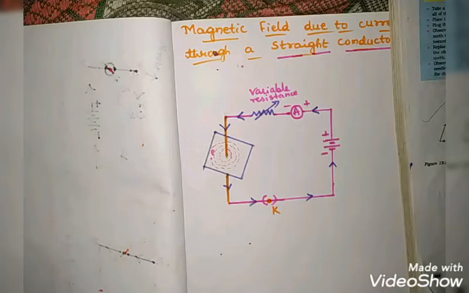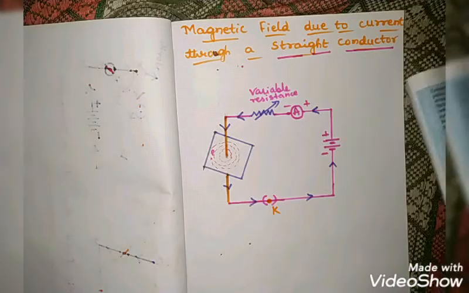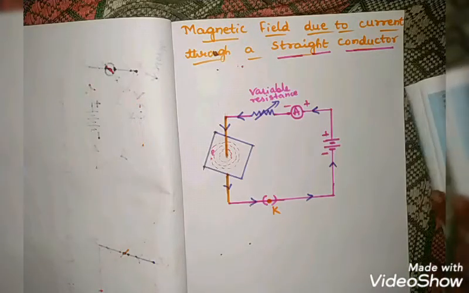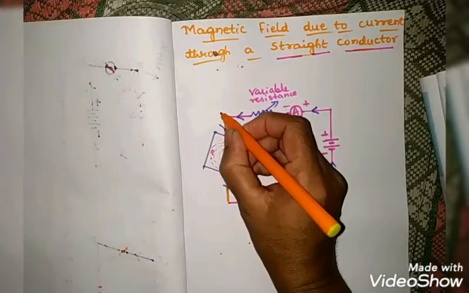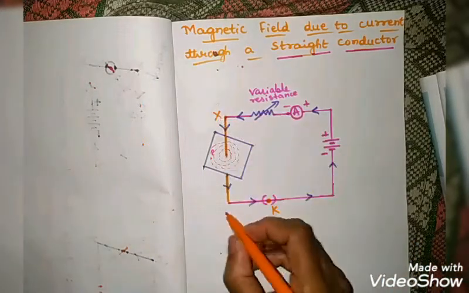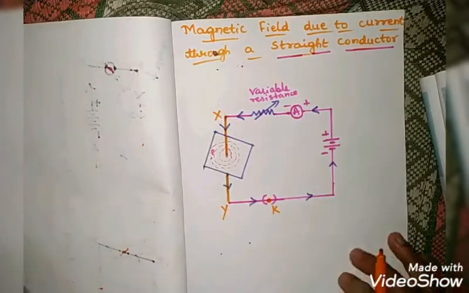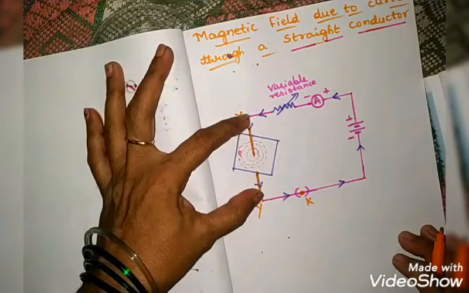Here, let us first consider a straight conductor. A straight conductor, you can observe, children, the current carrying conductor. Here, observe, we have a straight conductor. On the screen, you can see XY is the straight conductor. It is a thick copper wire.